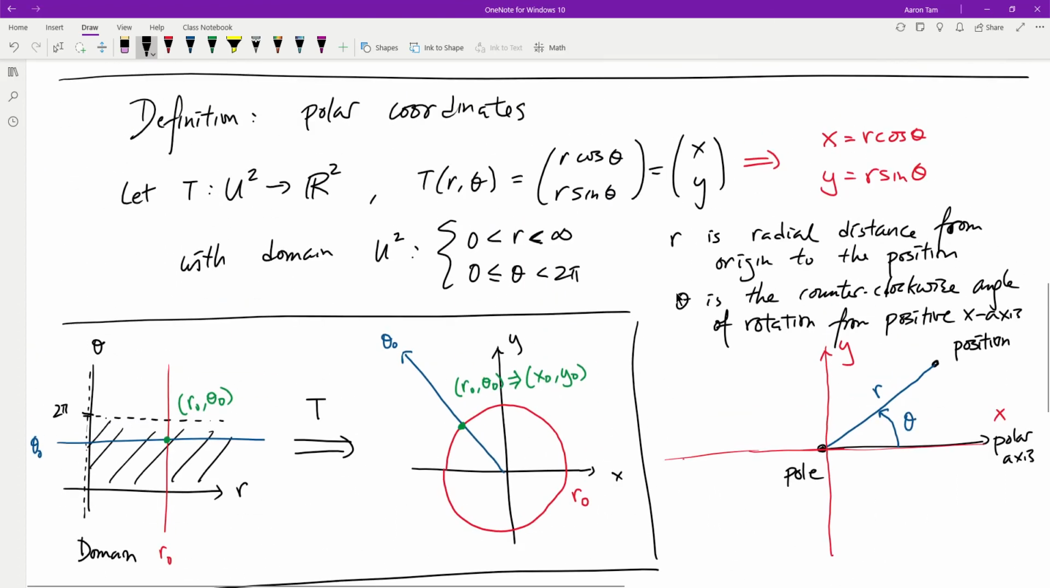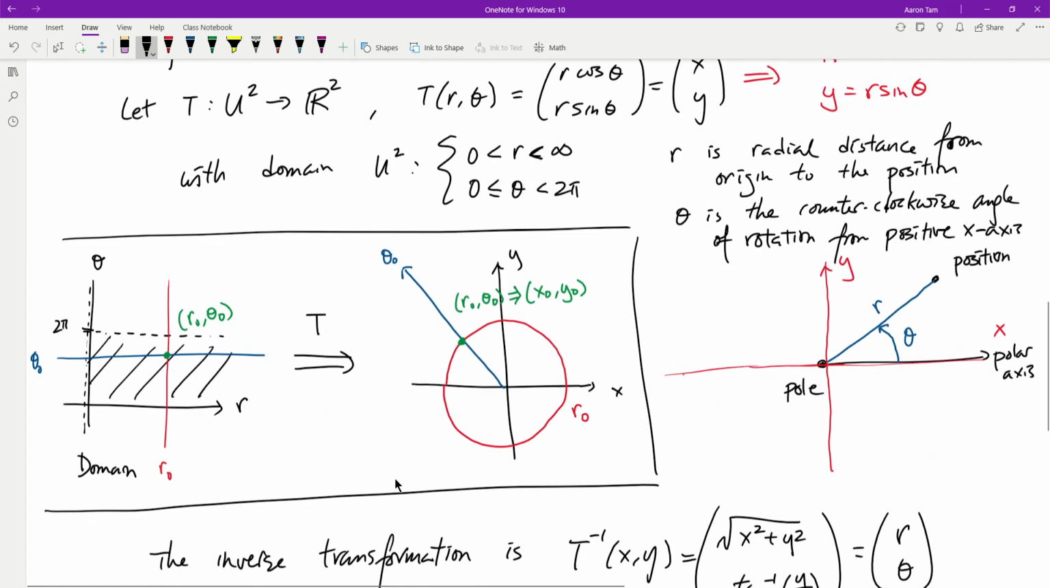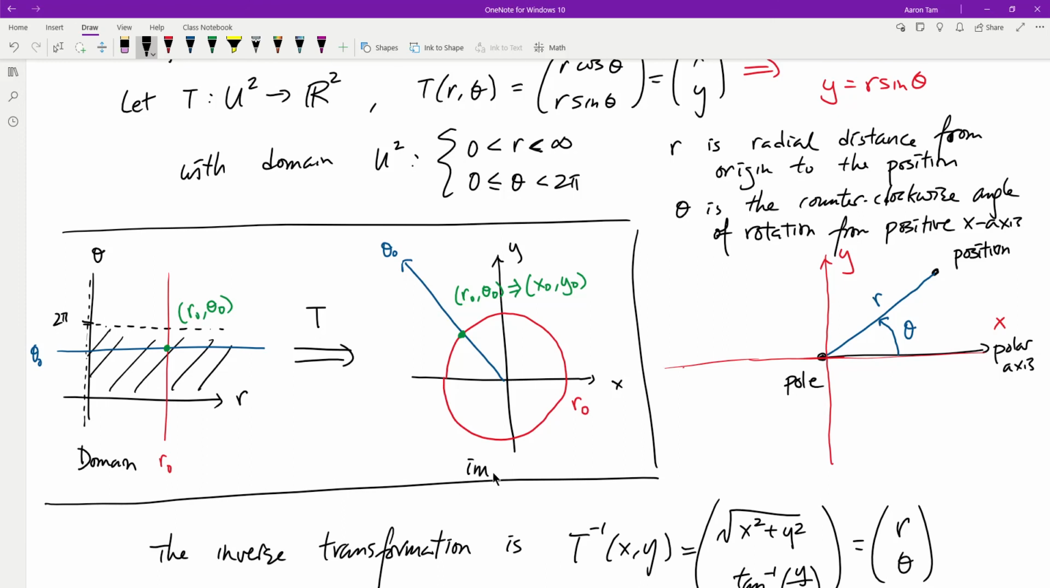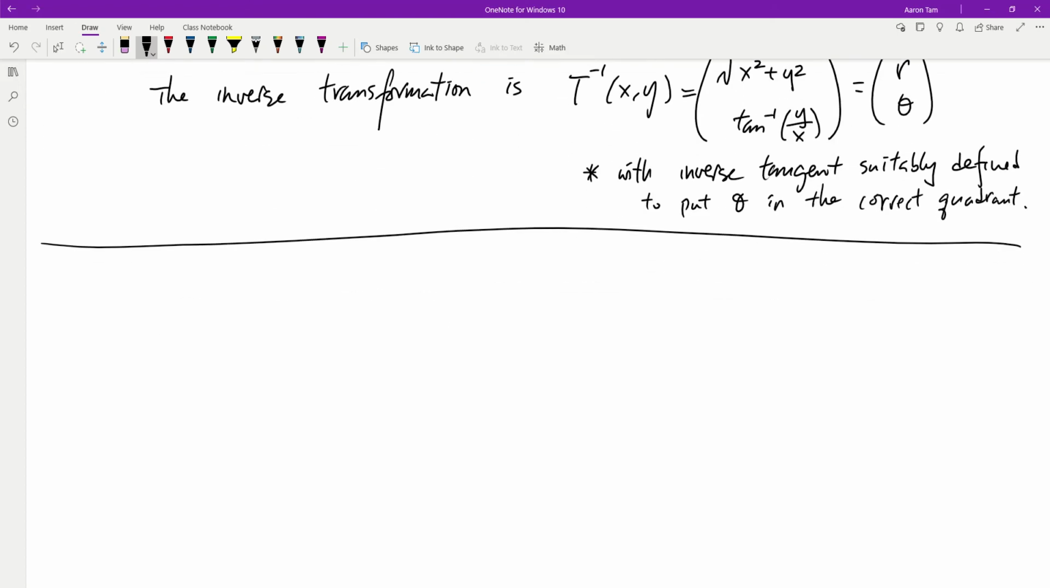So this is the polar coordinate system. This is how we define the two coordinates r and theta. And this is the domain, and this is, I guess I should say, the image. So that's the coordinate system that you're familiar with. Now we're going to move on to the next one.